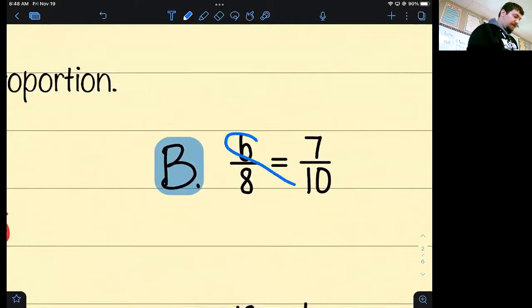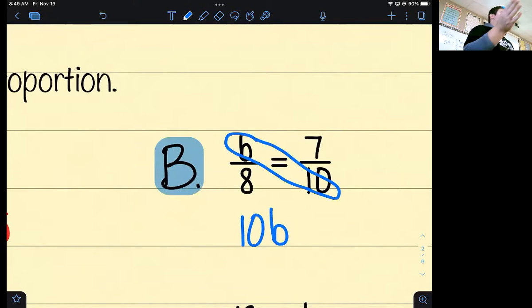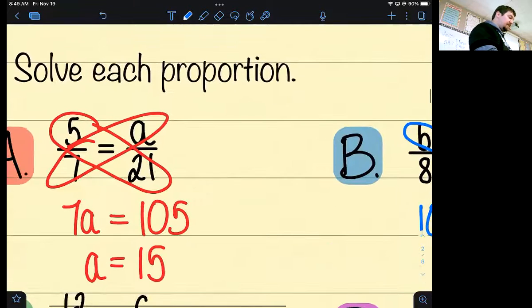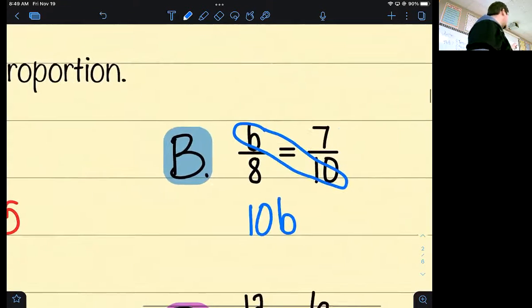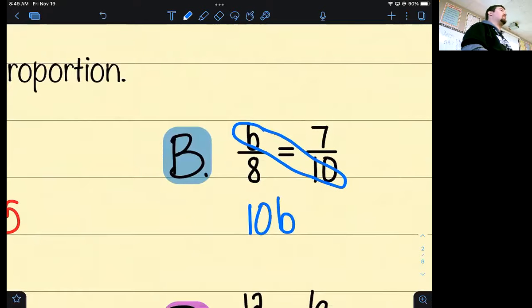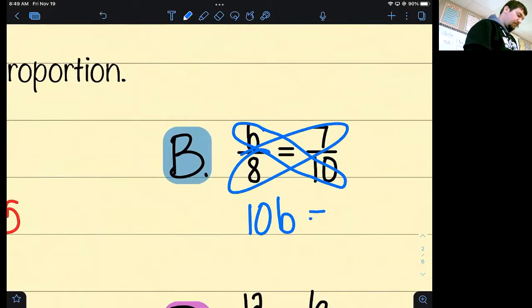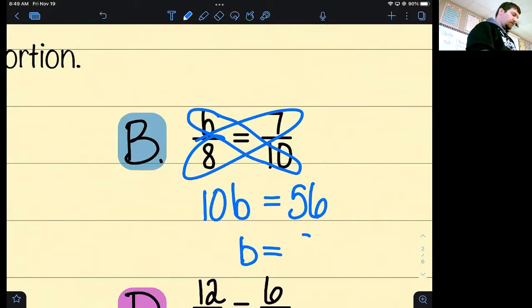B times 10 is 10B. By the way, I like putting the variable on the left side. You don't have to do that, but that's why I'm mixing it up. That's why I did the 7A first, and then I did the B10 this time, because I like putting my variable on the left side. What's 8 times 7? 56. Okay, and then take 56 and divide it by 10. 5.6.